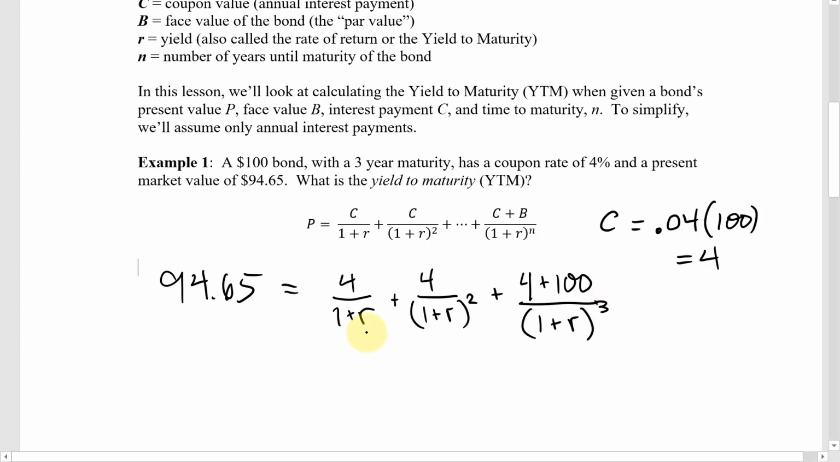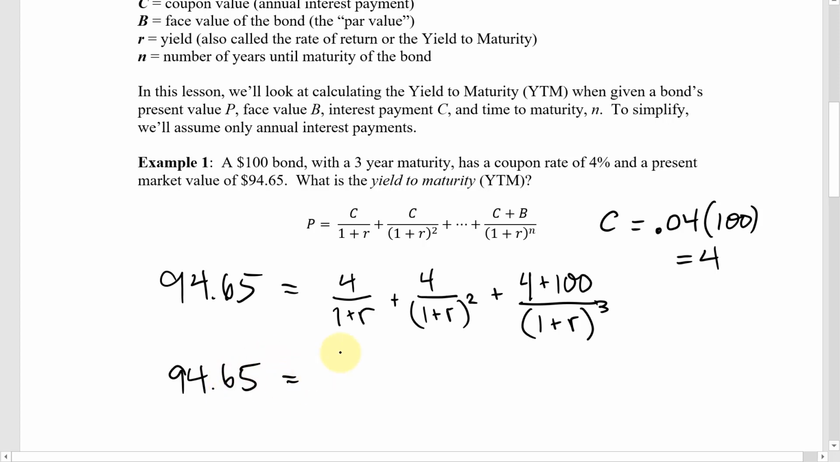What we're really doing is looking at the present value of all these future payments. This is a payment of $4, 1 year from now. This is a payment of $4, 2 years from now. And this is the $100 face value plus that last interest payment, all received 3 years from now. And so we're just calculating what its present value is. It's the sum of these three present values that add up to the total present value. To solve for r, the first thing I'll do is just for convenience.